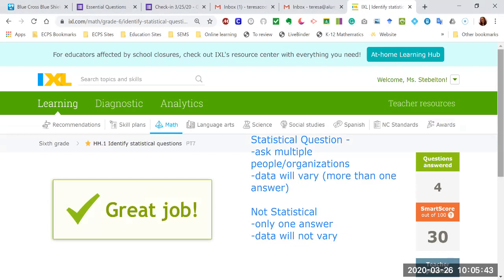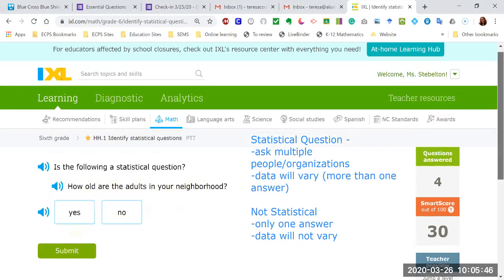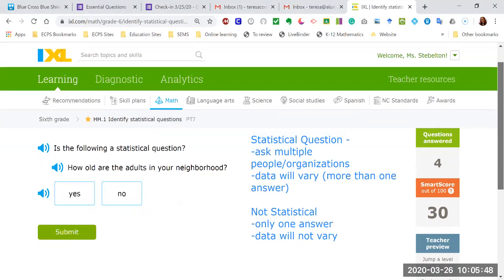Okay. So this one's asking how old are the adults in your neighborhood? Now, if you look around your neighborhood, you probably notice that all of the adults are different ages. So that would require figuring out multiple data points. So that would be a statistical question.